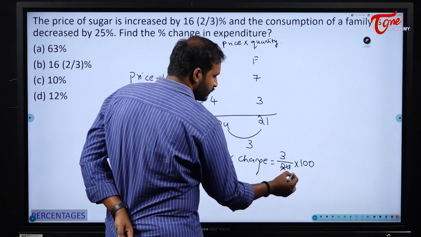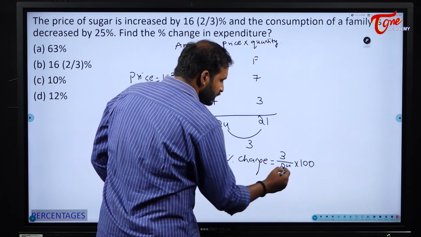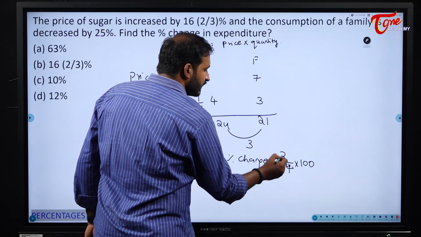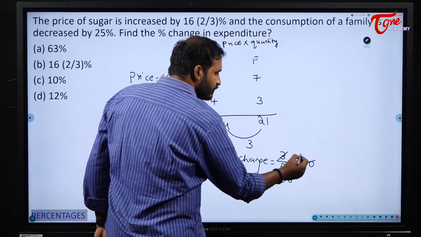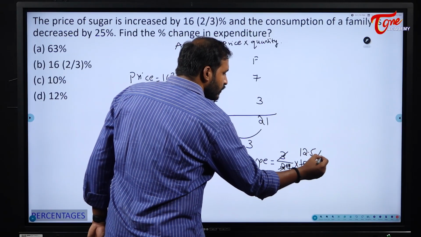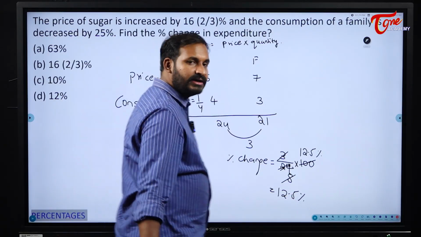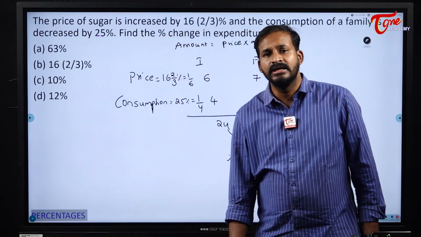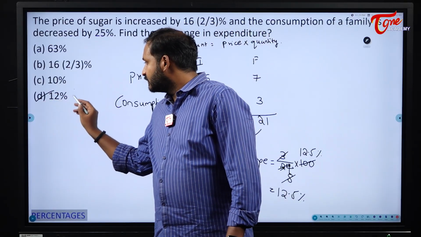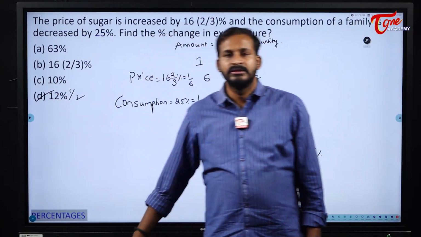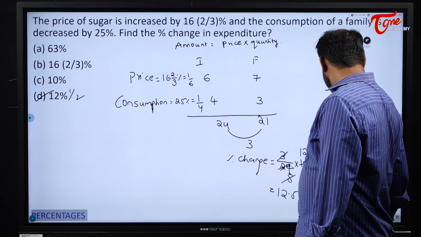If you want, you can solve it. Or else, if you are really good, we can write this as 24, 3 1s are 3, 3 8s are 24. So 100 by 8 means when 100 is divided into 8 parts, each part will become what? 12.5. So the percentage change here is 12.5%. We don't have that option. This is 12.5%.